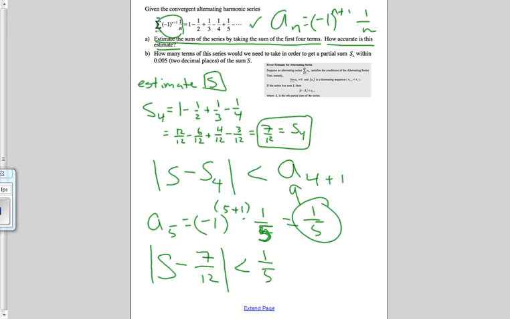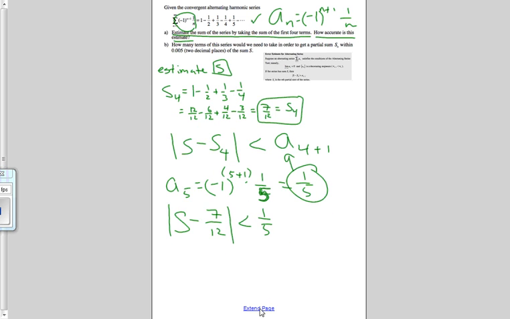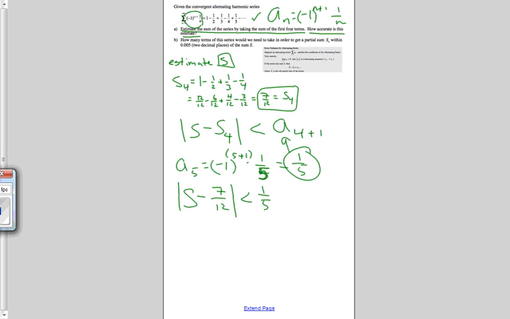So if we want to actually get a range for this value, we know the following. We know that s must then be, solving this absolute inequality, less than 7/12 plus 1/5 and greater than 7/12 minus 1/5. I'm not going to go through finding out what those fractions are. We can just leave it like that.